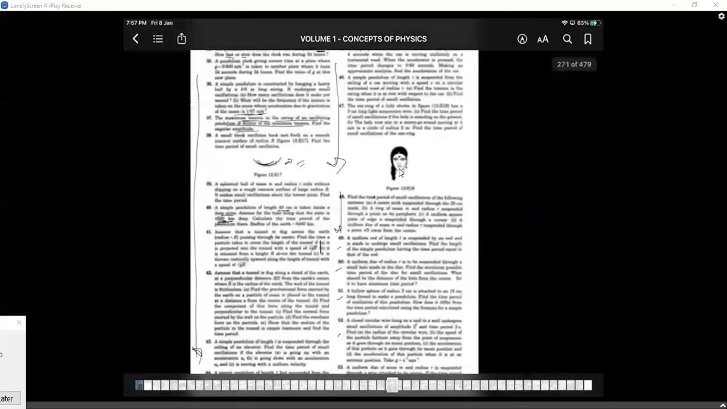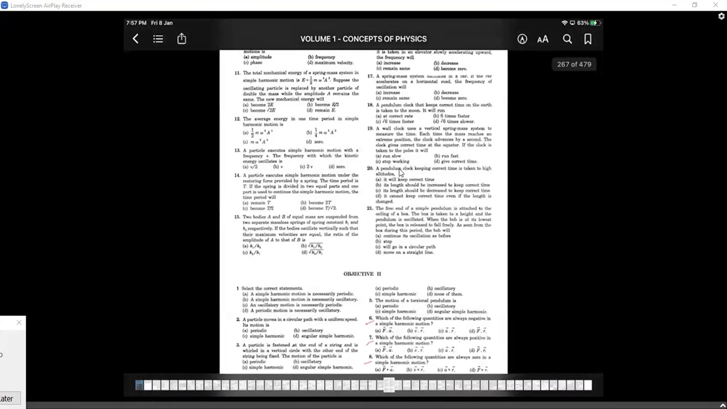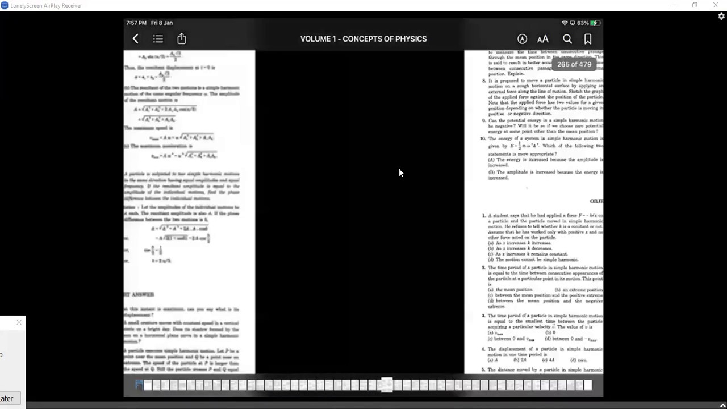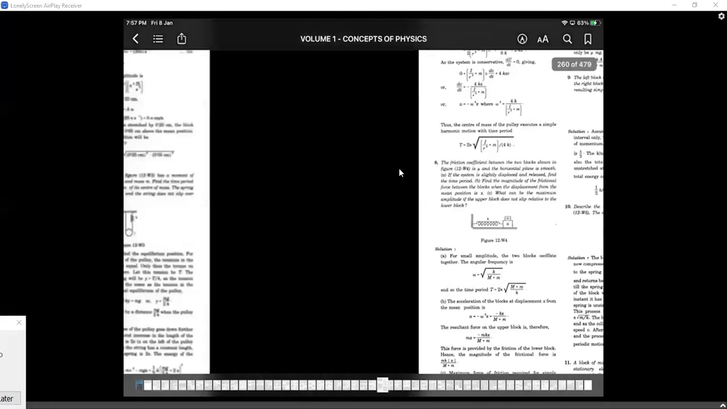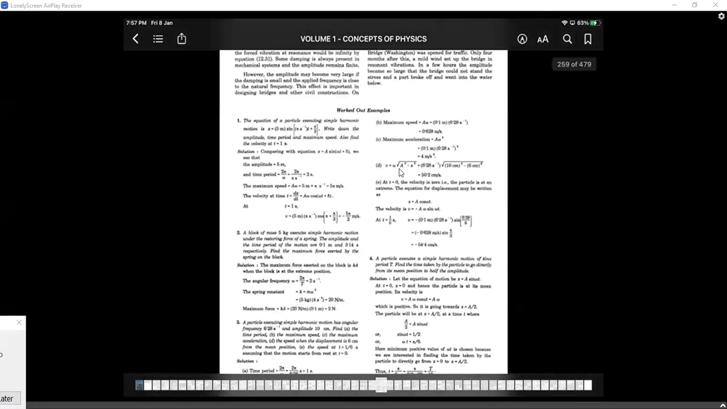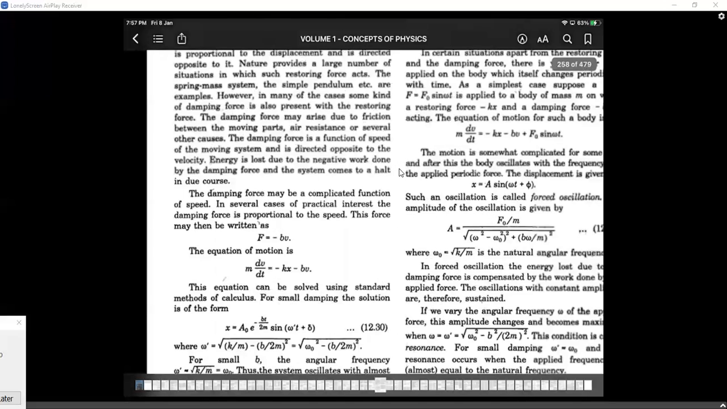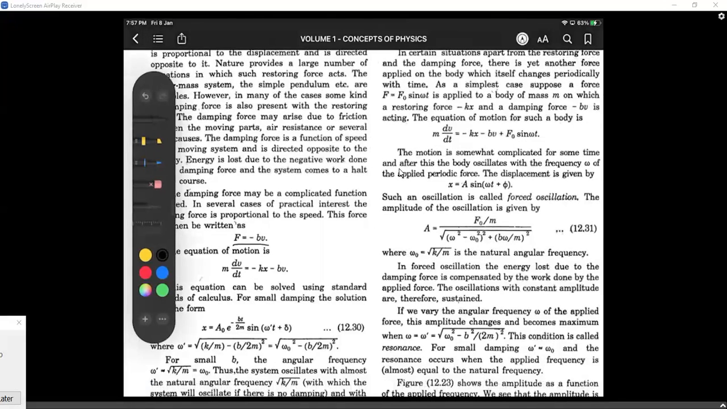Wait a second. It's actually there in your textbook. A lot of people tend to ignore it, but I would not suggest that because it is very easy. They don't give you anything in the problem. They simply give you the viscous force. So mass into acceleration equals minus kx minus bv. That's what he wrote there.